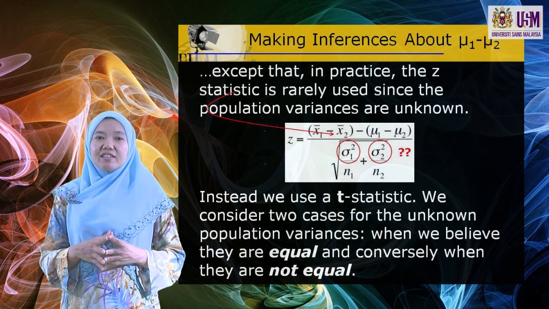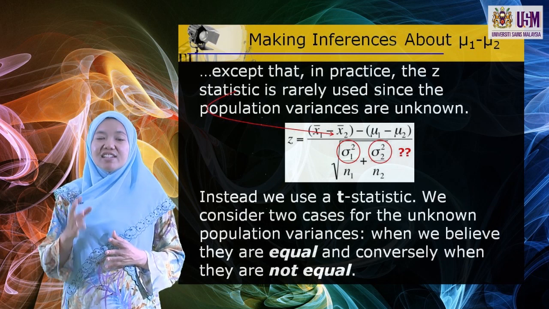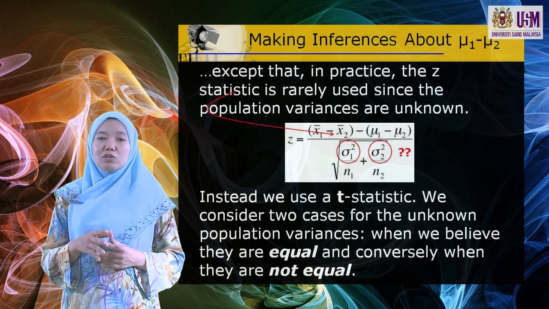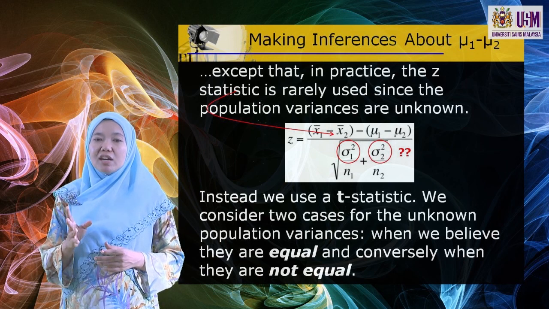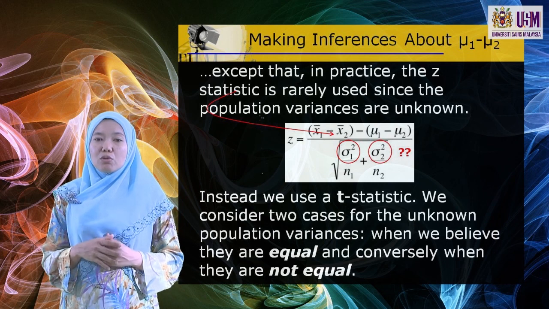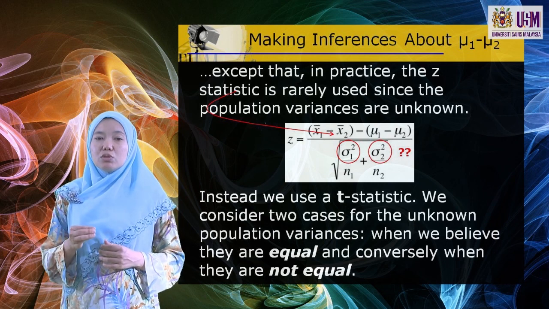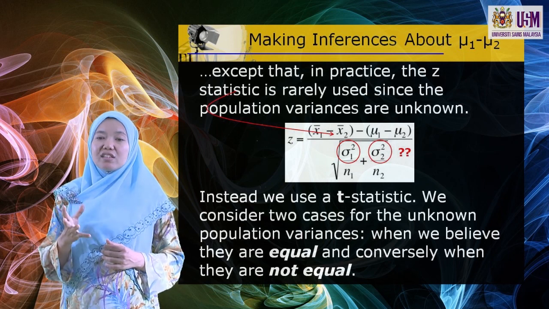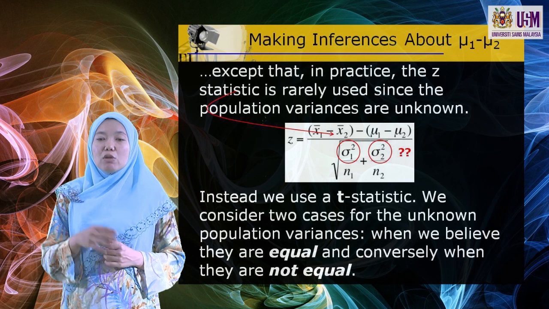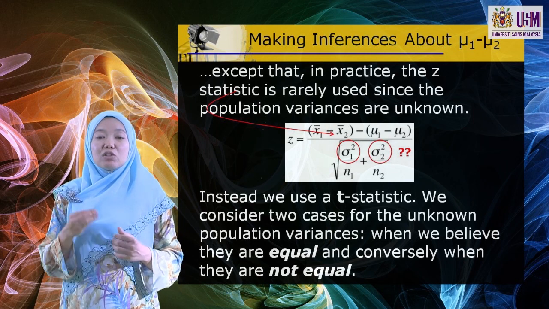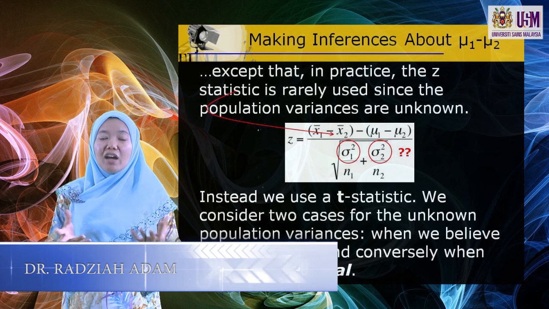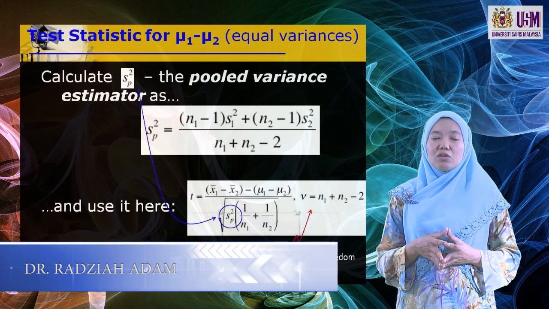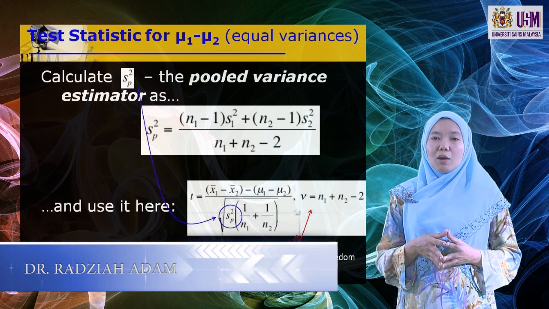Except that in practice, the Z statistic is rarely used since the population variances are unknown. Population variance is referring to sigma 1 squared and sigma 2 squared. Because of this, what we need to do is use a T statistic. We then consider two cases for the unknown population variances: when we believe that they are equal, and conversely when we believe that they are not equal. We are still discussing the test statistic for two population means.